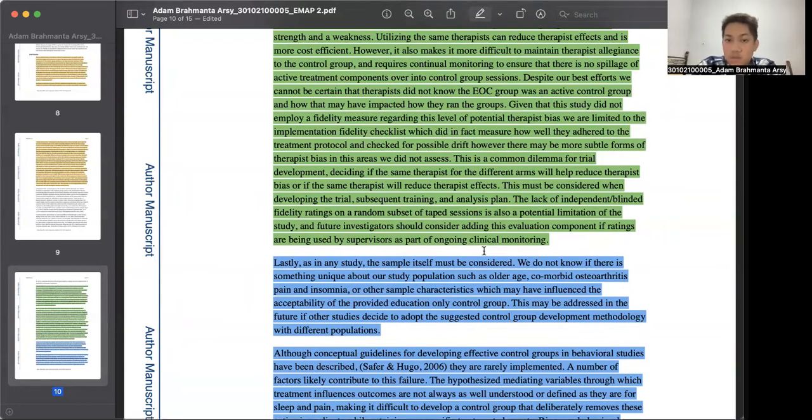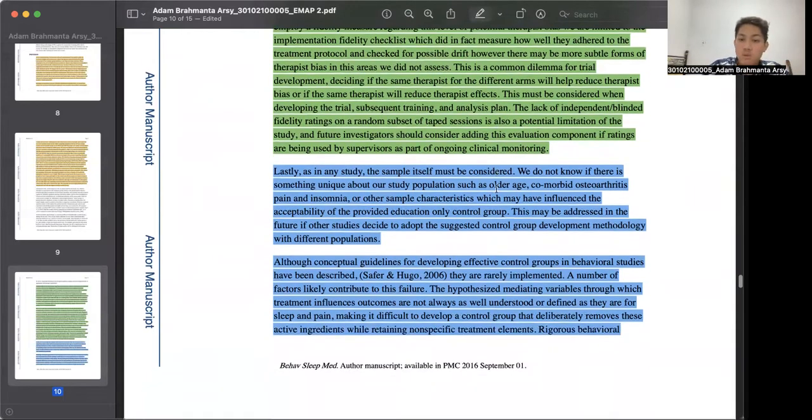The lack of independent or blinded fidelity ratings on a random subset of taped sessions is also a potential limitation of the study, and future investigators should consider adding this evaluation as a component if ratings are being used by supervisors as part of ongoing clinical monitoring.